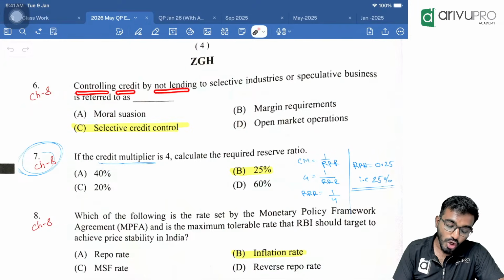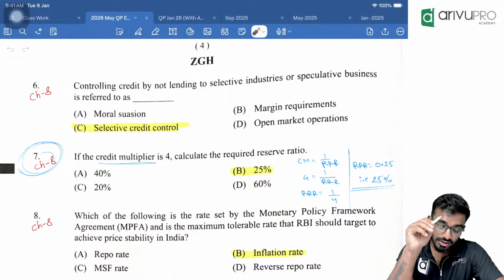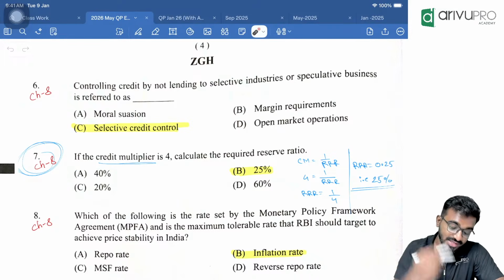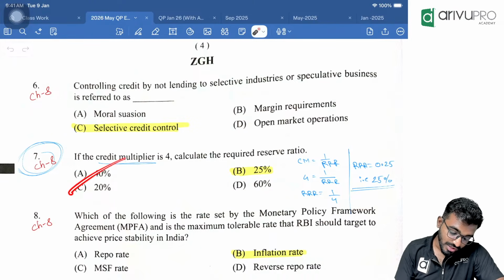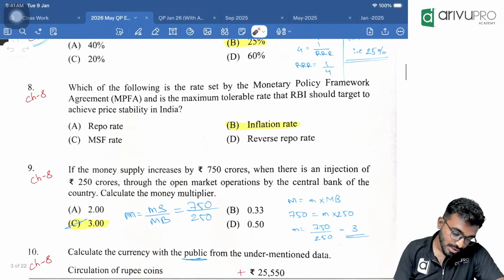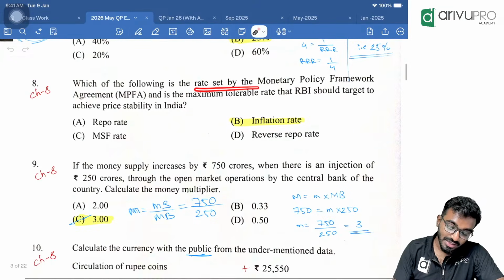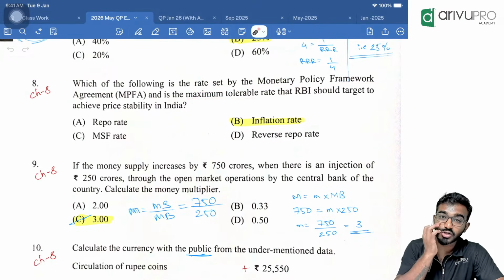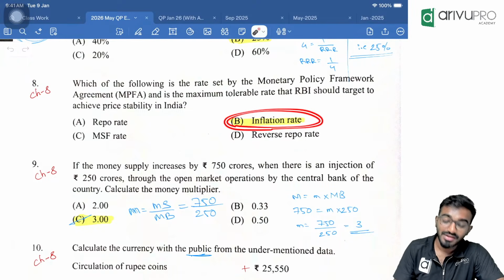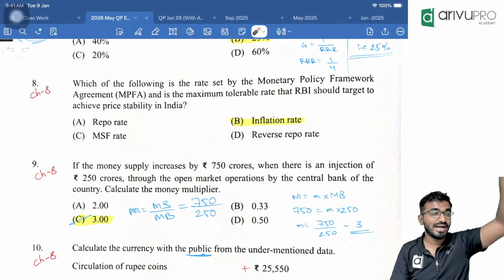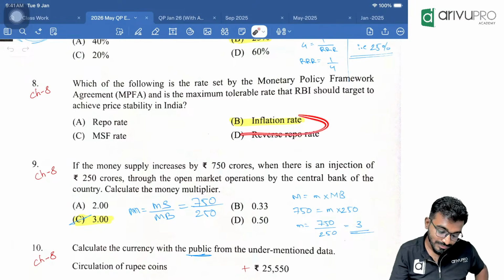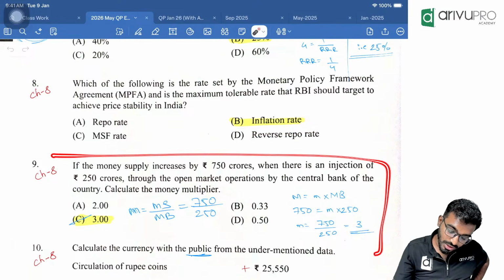Controlling credit by not giving to any selective industry. That means for a particular industry, we should not give credit for speculative business. Which is that? Selective credit control measures of RBI, qualitative tools. Already we solved this. Okay, which of the following is the rate set by the monetary policy framework with a maximum tolerable and minimum tolerable limit? Inflation rate, right? Achievable inflation rate, target, maximum tolerable, lower tolerable. Next, this also we solved already.